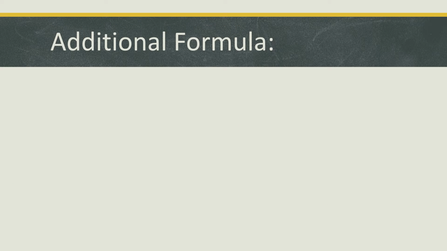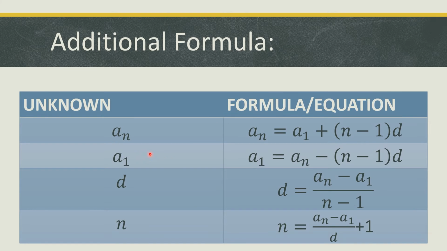But in some cases, a sub n is not the only one that is missing. Sometimes, a sub 1 is also missing. Or d, sometimes it is n. So based here, we have some formulas that we can use. If a sub n is missing, we need to use the nth term formula, a sub n equals a sub 1 plus n minus 1 times d.